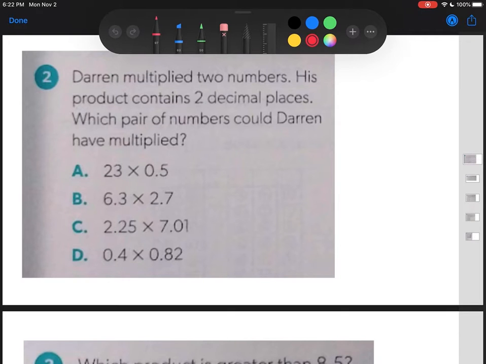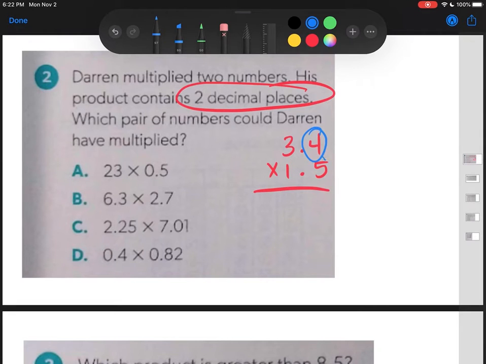It says that Darren multiplied 2 numbers. His product contained 2 decimal places. Which pair of numbers could Darren have multiplied? All right, so let's think about when we are multiplying decimal numbers together. So I want to have an answer that contains 2 decimal places. So remember, when we're multiplying, let's say I have 3 4/10 times 1 5/10. When we were multiplying this, we would multiply like it's 34 times 15, right? And at the very end, we need to look at how many numbers we have to the right of our decimal. So if I've got 4 to the right of my decimal and 5 to the right of my decimal, that's going to give me 2 decimal places.